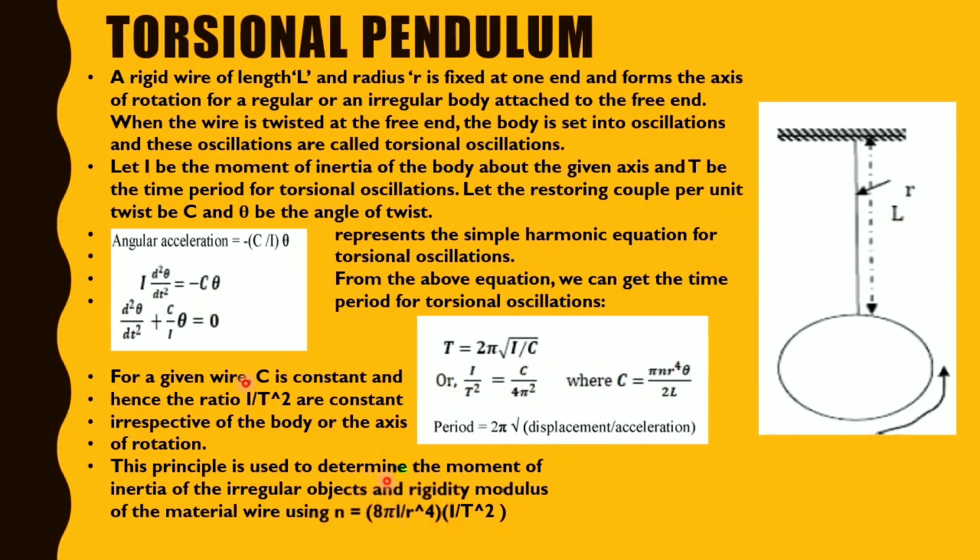Simply we can say that for a given wire, when C is constant, this ratio is also constant irrespective of the body or the axis of rotation. This principle is used to determine the moment of inertia of an irregular object and the rigidity modulus of the material. So we got from here the moment of inertia, as well as n, the rigidity modulus we had known in the torsion of the cylinder. So both of these we got.